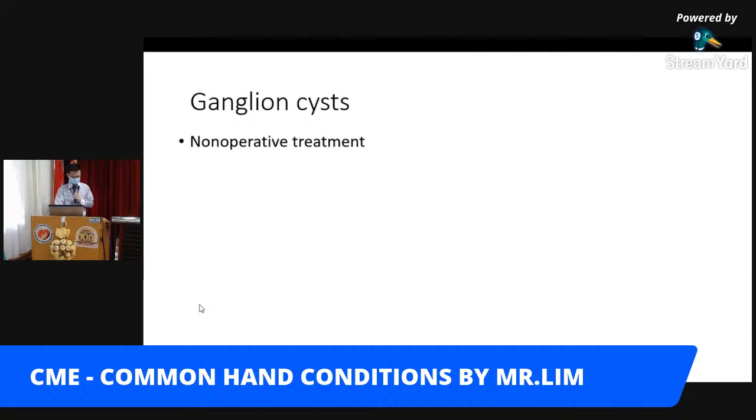So what is the treatment, the general treatment for ganglion cyst?